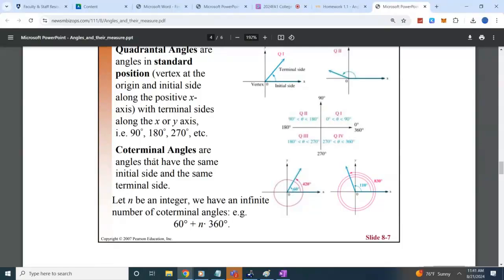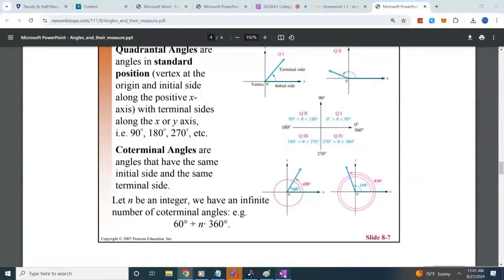Coterminal angles are angles that start in the same spot and end in the same spot. The only difference is the amount of times that terminal side is being rotated. So here's an example. It says let n be an integer. Keep in mind that an integer is any negative or positive whole number. We have an infinite number of coterminal angles for 60 degrees.